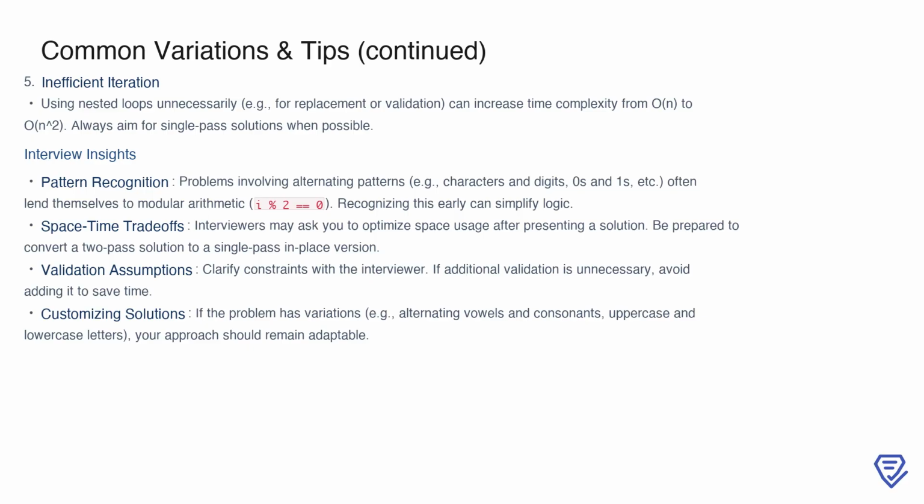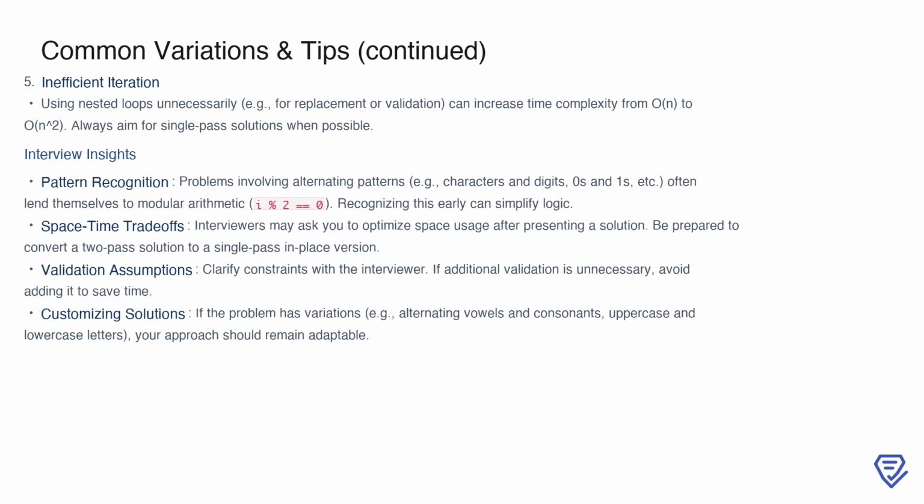Now, let's consider some insights that could help you in an interview setting. Problems with alternating patterns, such as characters and digits or zeros and ones, often benefit from modular arithmetic. For instance, i % 2 == 0 can quickly identify positions for characters versus digits, simplifying the logic. Additionally, interviewers might challenge you to optimize your solution further, such as reducing space usage. Be prepared to adapt a two-pass solution into a single-pass in-place version.